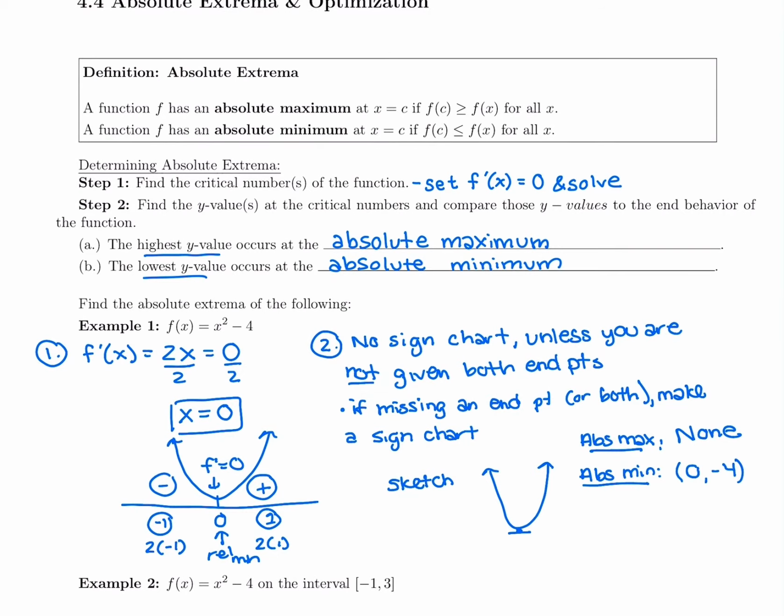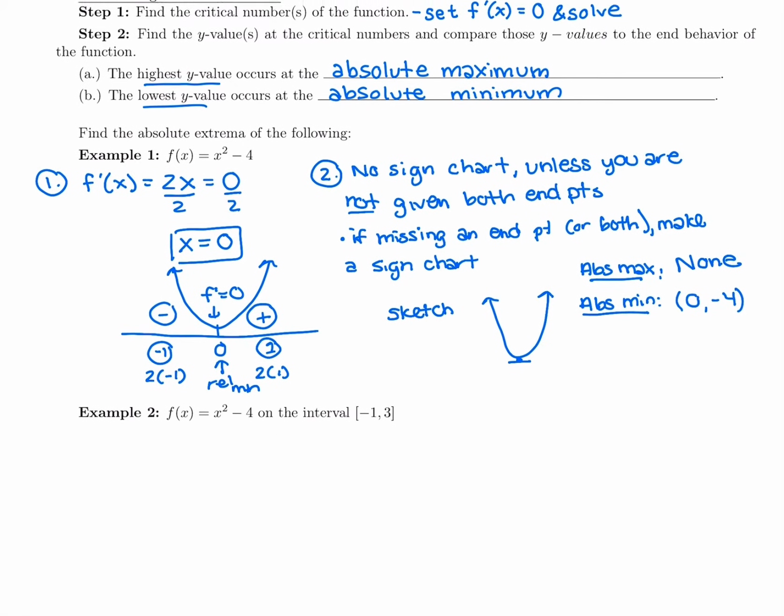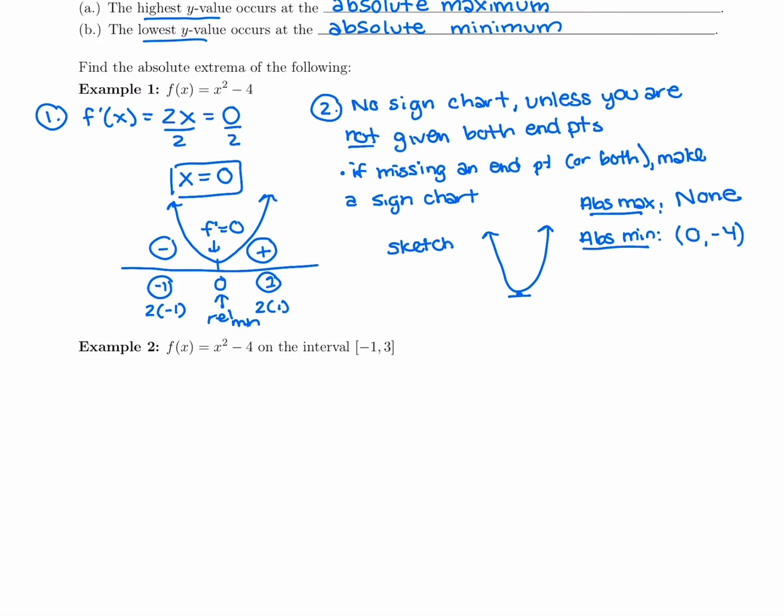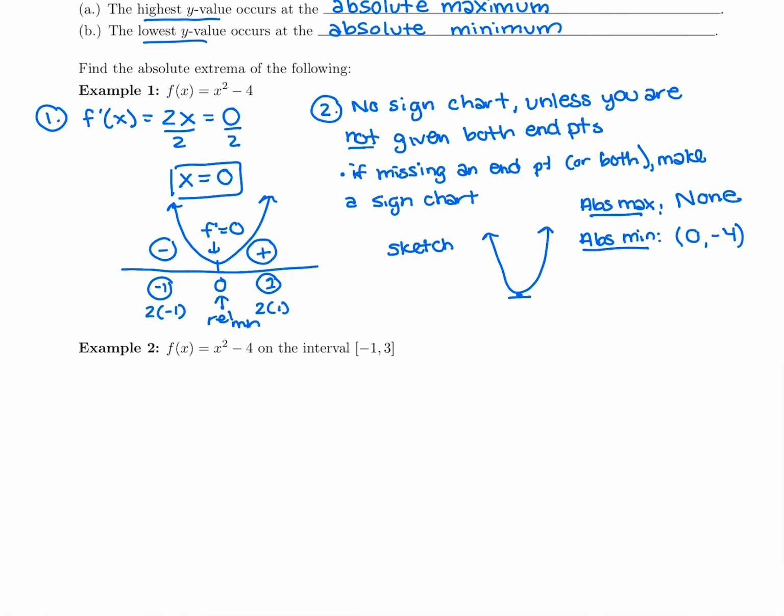So let's compare this to the same exact function, but let's put it on an interval now. Let's look at x squared minus 4, but let's be on the interval from -1 to 3 and see how that changes our process a little bit. So I'm going to work this like it's a brand new problem.